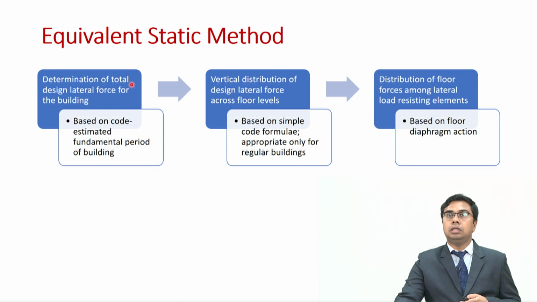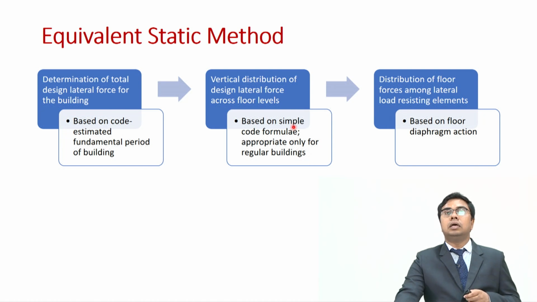Once we have the total design lateral force for the building, we distribute it vertically across various floor levels. This is based on a simple code formula and is appropriate only for regular buildings. In fact, the equivalent static method itself is appropriate only for regular buildings which have height less than 15 meters in zone 2. This simple code formula is based on the seismic weight of various floors and the height of various floors measured from the base.